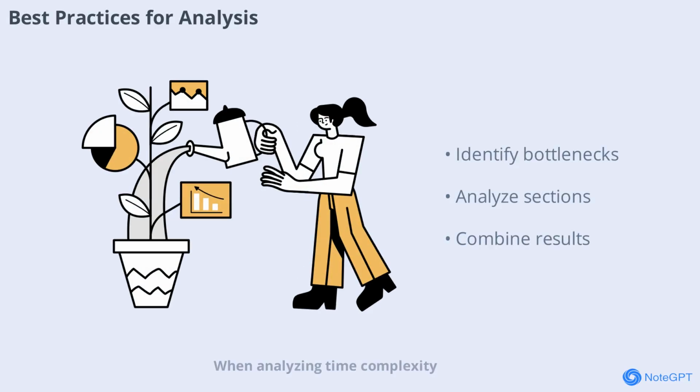When analyzing time complexity, always look for the most expensive part of your algorithm. Focus on loops, recursion, and data structure operations. Break down your code into sections and analyze each one, then combine the results to find the overall complexity.